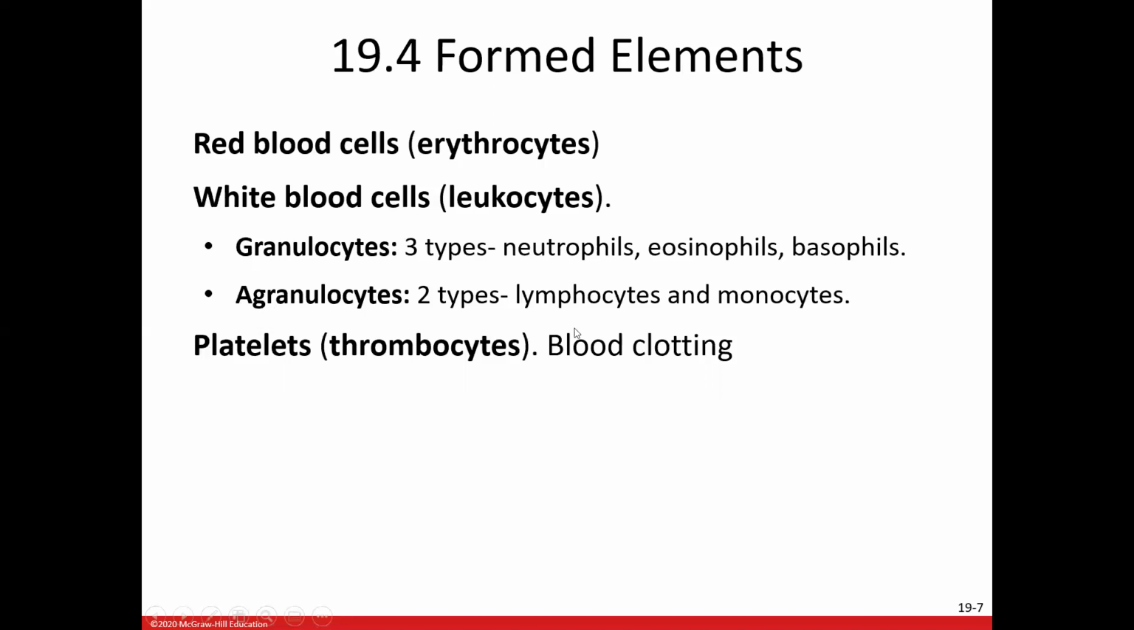to it like your granulocytes. But three types of granulocytes are your neutrophils, your eosinophils, and your basophils. And then your agranulocytes have two types, your lymphocytes and your monocytes. And we'll go through all of those in a couple slides. And then your platelets are responsible for your blood clotting.